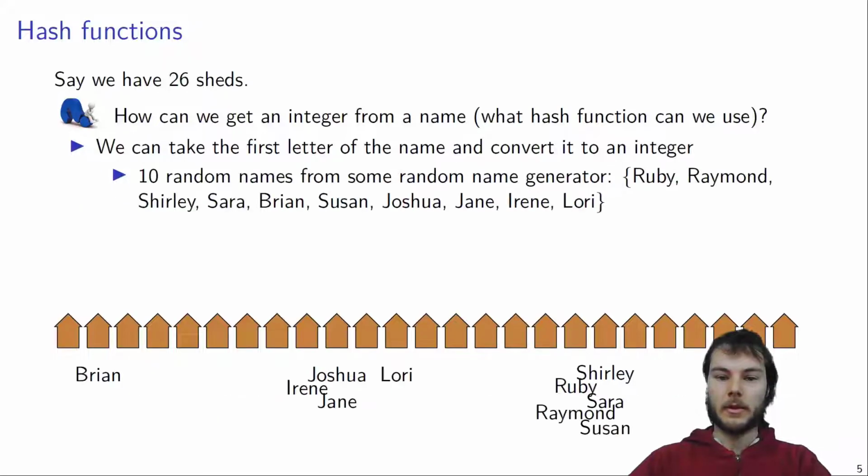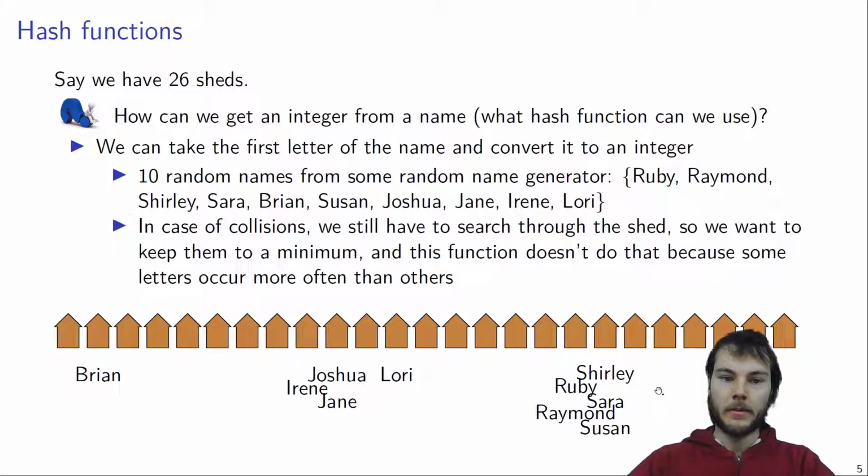But the problem with this is if I do this, I took 10 random names from a random name generator and 3 of them ended up in the same shed. And a lot of letters are just not used that often in the English language. So some sheds become fuller than others, and that's not ideal. Because if we put multiple packages in the same shed, then we still have to search through the shed. So we want to divide it as evenly as possible.